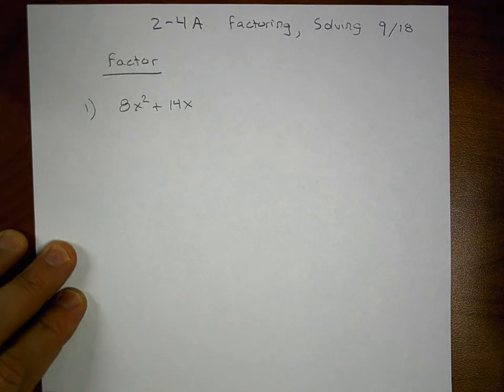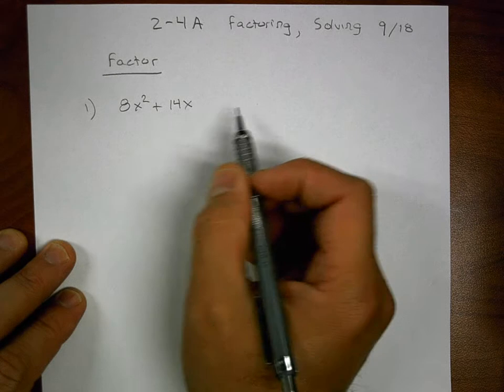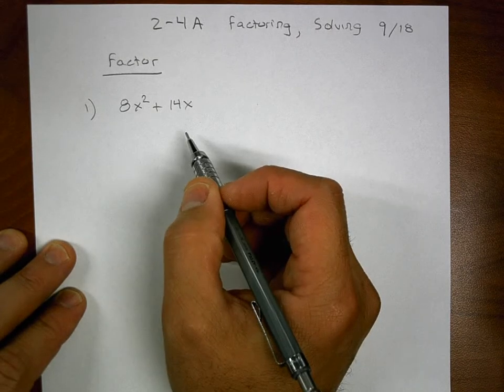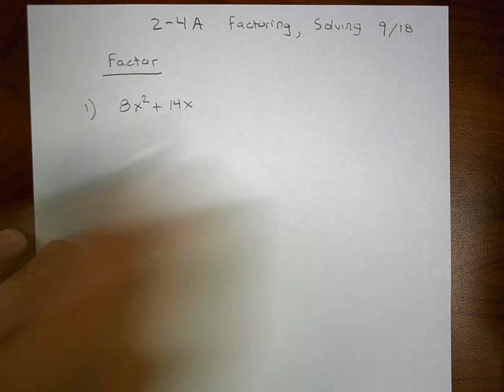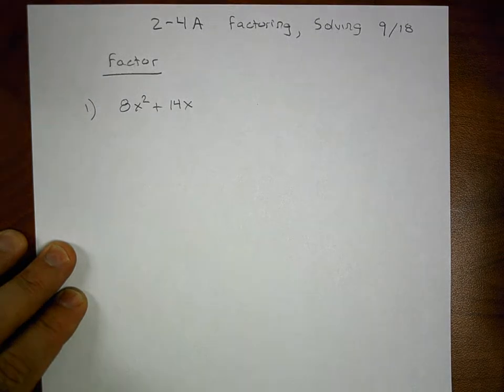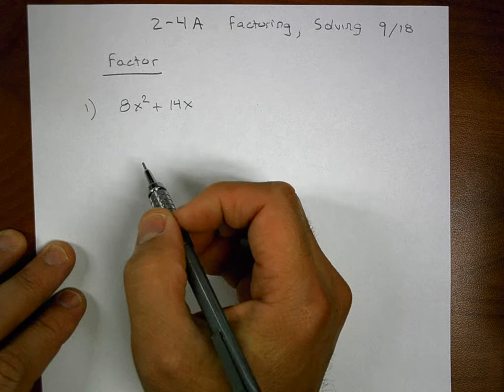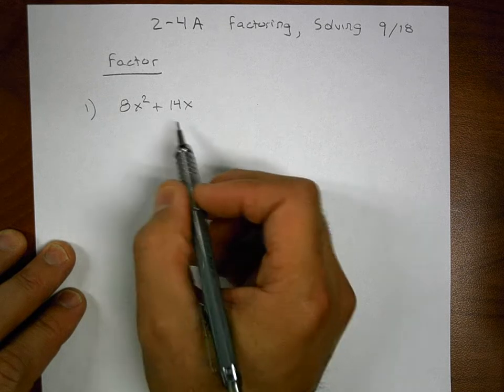8x squared plus 14x, so it says to factor. Notice, are there any equal signs in this? No, so it's not an equation. This is just factoring. Just put it into factors. So what do we see? What do we do? Looks like there's a greatest common factor.